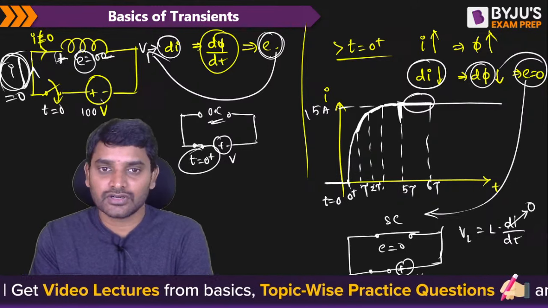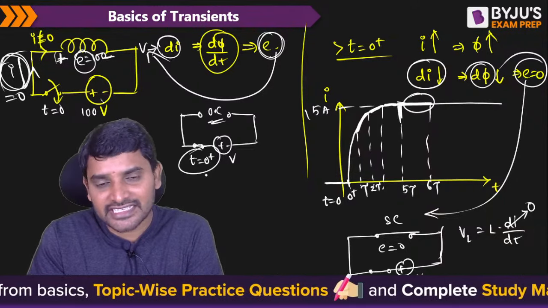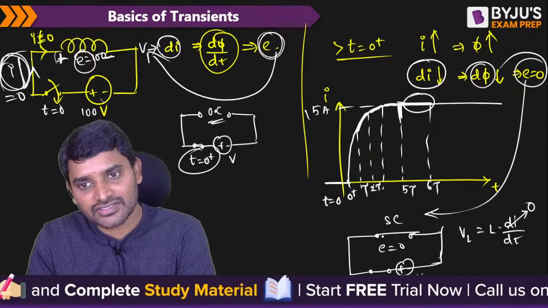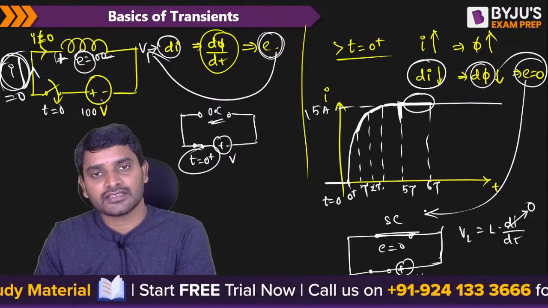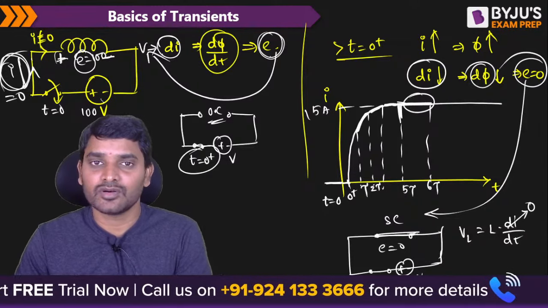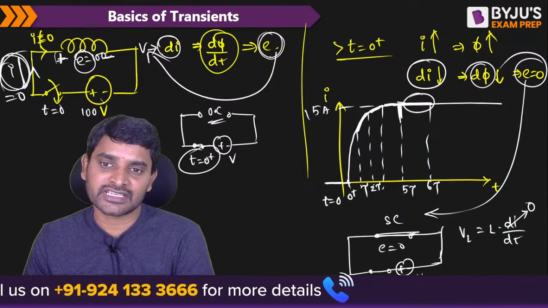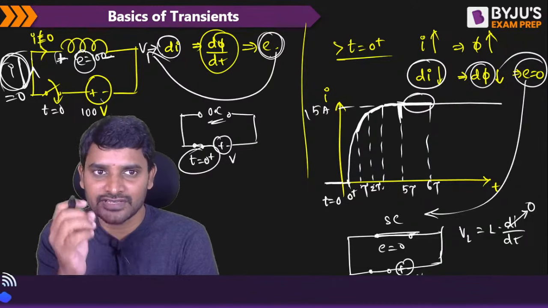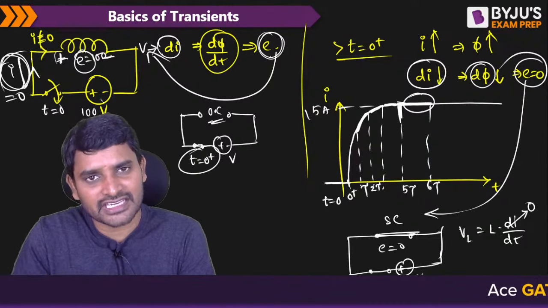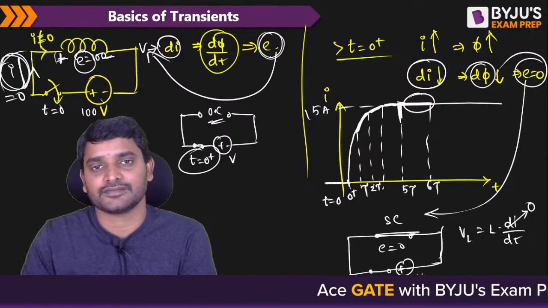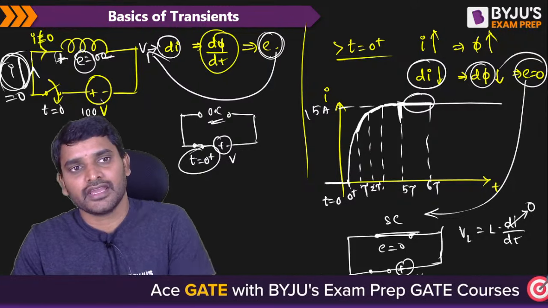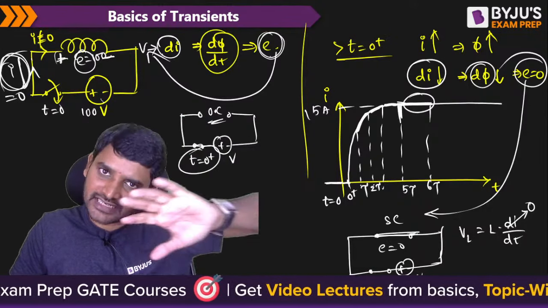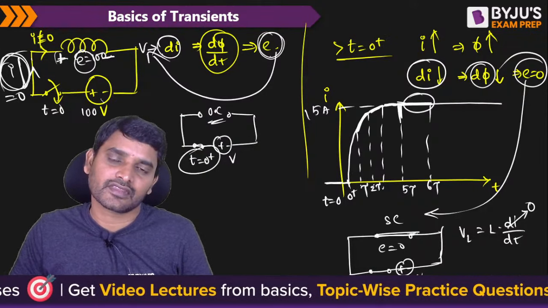So just after the switching instant, it is an open circuit. Long time after the switching instant, it is a short circuit. So this is the point you need to remember. Whether it is a closing switching instant or an opening switching instant, it doesn't matter. If you open the switch, just after opening the switch, the inductor will behave like an open circuit.